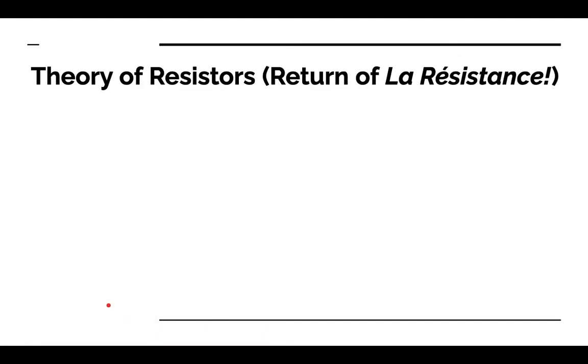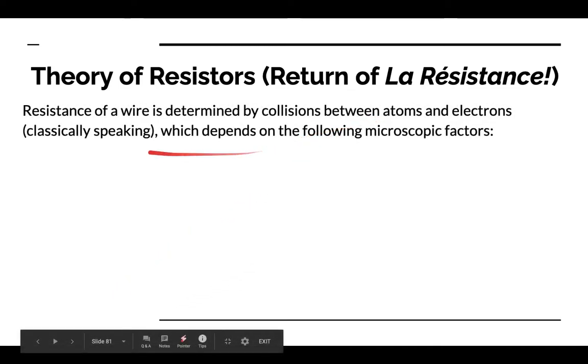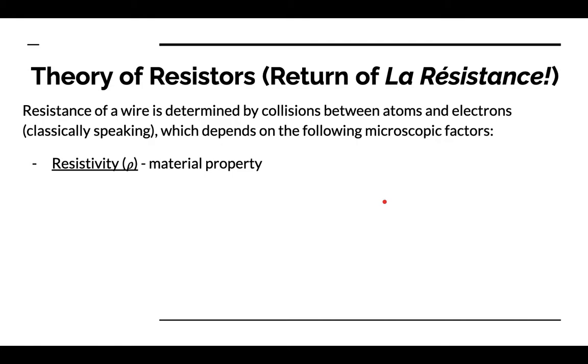Again, here are the graphs for it with gravitational force superimposed over electrostatic force. So, the theory of resistors, aka return of la resistance. The resistance of a wire is determined by collisions between atoms and electrons, classically speaking, which depends on the following microscopic factors. The resistivity, which is a material property, the same way that with air resistance and friction there was the drag coefficient and the coefficient of friction.